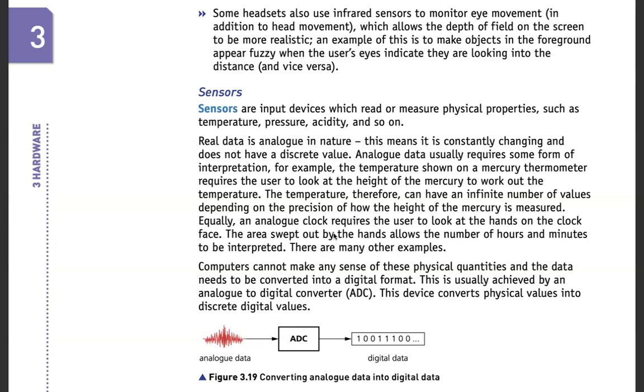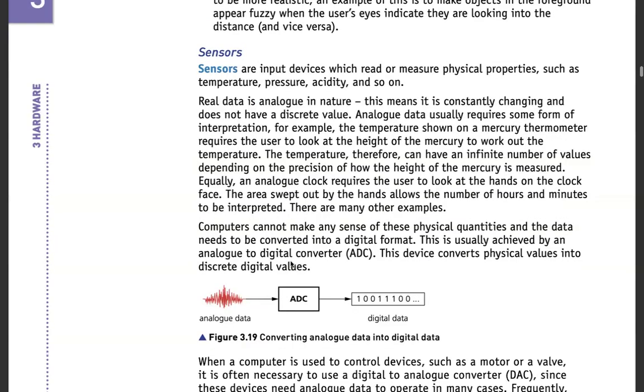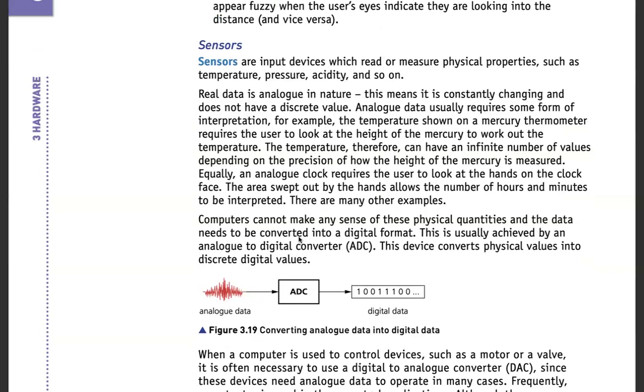Equally, an analog clock requires the user to look at the hands on the clock face and the area swept out by the hands allows the number of hours and minutes to be interpreted. There are many other examples as well. Computers cannot make any sense of these physical quantities and the data needs to be converted into a digital format. This is usually achieved by an analog to digital converter, ADC. This device converts physical values into discrete digital values as well.